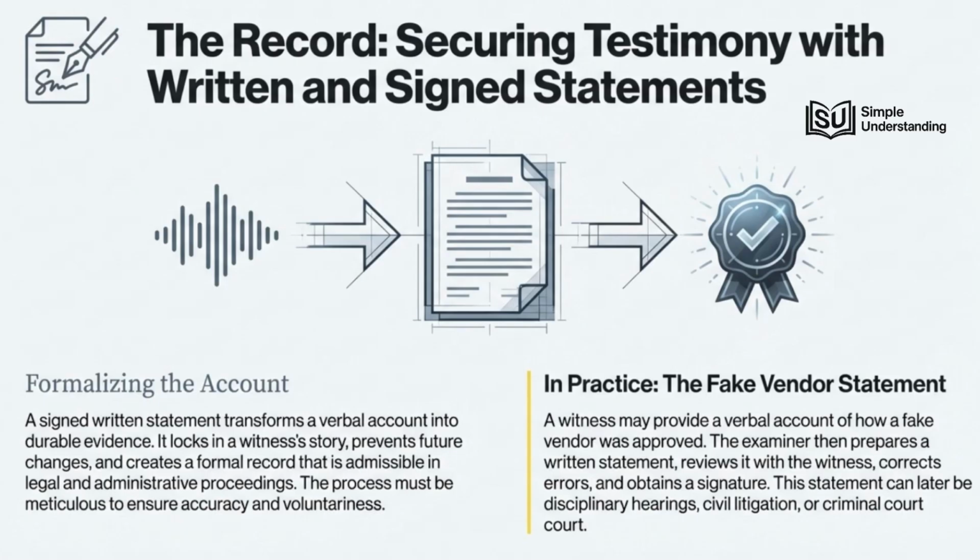In practice, a witness may provide a verbal account of how a fake vendor was approved. The examiner then prepares a written statement, reviews it with the witness, corrects errors, and obtains a signature. This statement can later be used in disciplinary hearings, civil litigation, or criminal court.